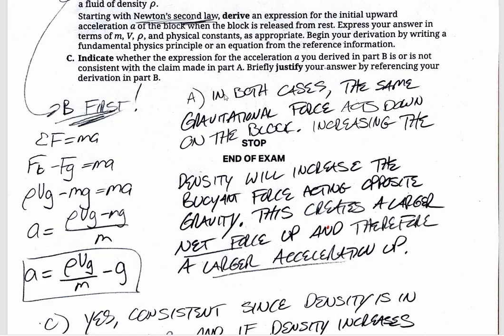Here's my answer for A. Remember, are we comparing scenarios? You better say what's the same: in both cases, the gravitational force acts down on the block. It is the same. However, increasing the density will increase the buoyant force, acting opposite gravity. Okay? Start saying things like this creates a larger net force. Say the words net force because net force is what leads to acceleration. Throw those phrases in there. A larger net force leads to a larger acceleration, leads to a larger velocity, although they're not asking about this. Okay.